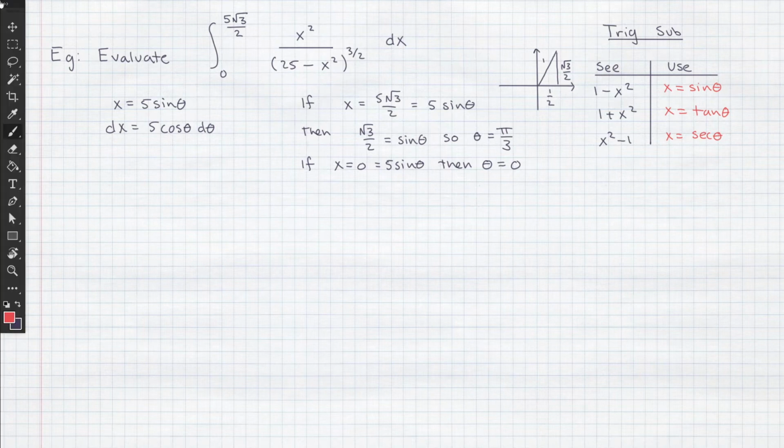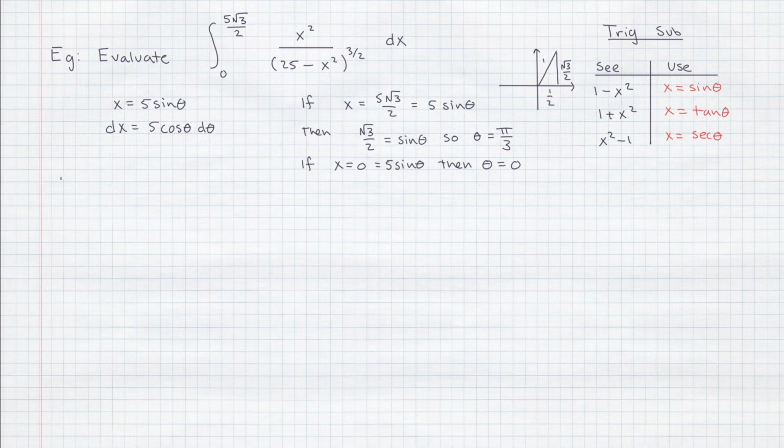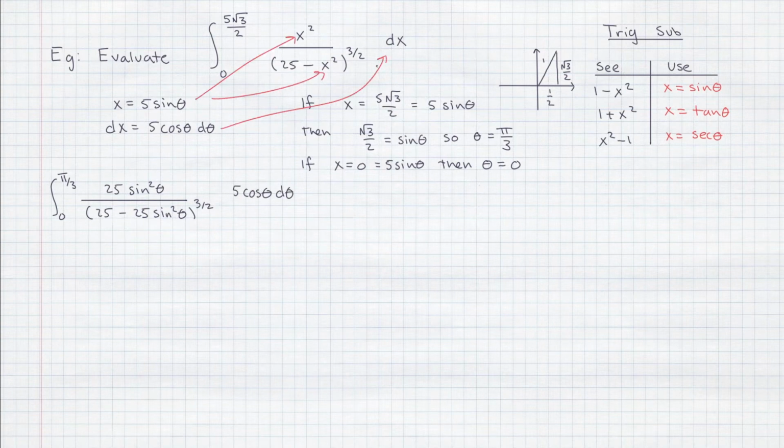All right, let me plug this stuff in and start working out the antiderivative. Okay, so what I did here is I started plugging everything in for all the x's and for all the dx's. Just to be clear, when you put 5 sine theta into x squared, you get 25 sine squared theta. And now this thing on the bottom, I'm going to factor that 25 out and then use the basic trig identity to get some cosines, see how this goes.